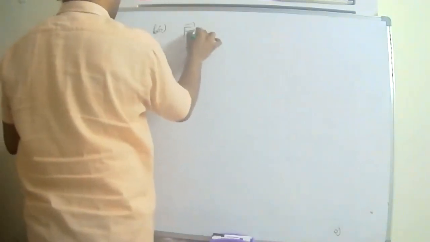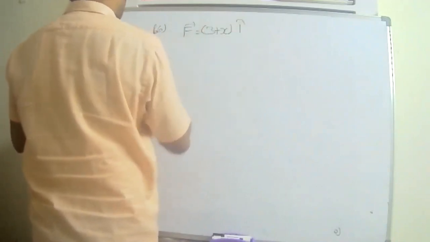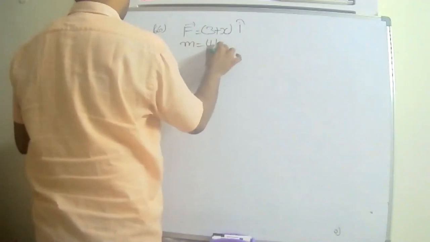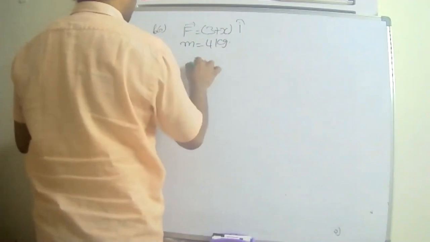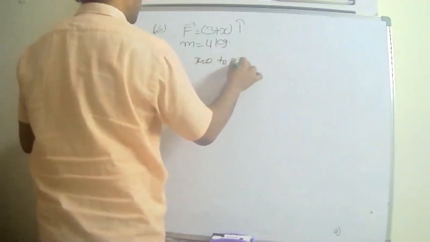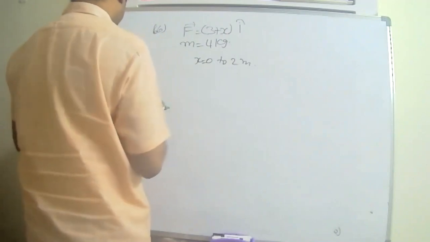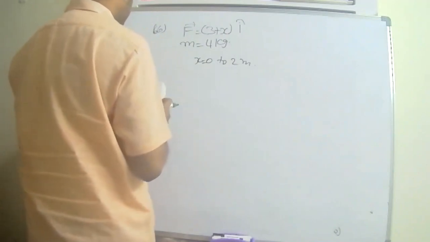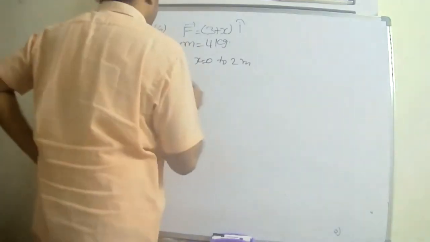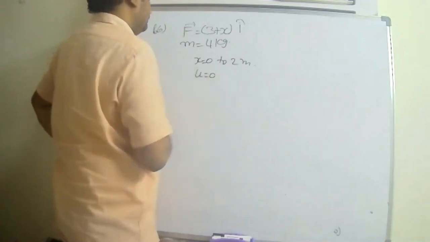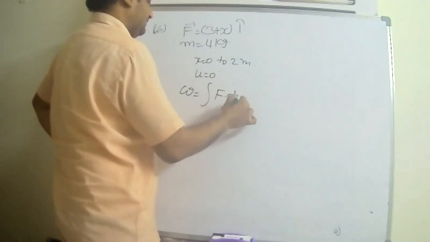So F bar is equal to (p plus x) i cap. Mass is equal to 4 kg. The maximum kinetic energy of the block between 0 to 2. When does the maximum kinetic energy come? So work done is equal to change in kinetic energy. Initially it was at rest, so 0. So work done is equal to integral of F into dx.